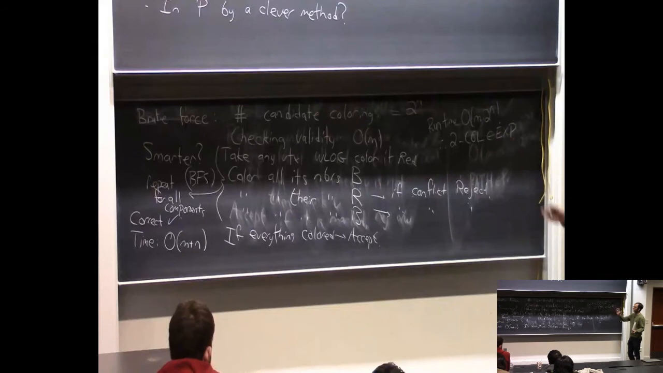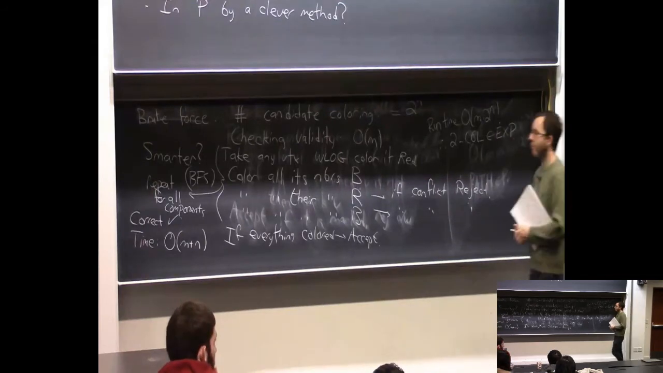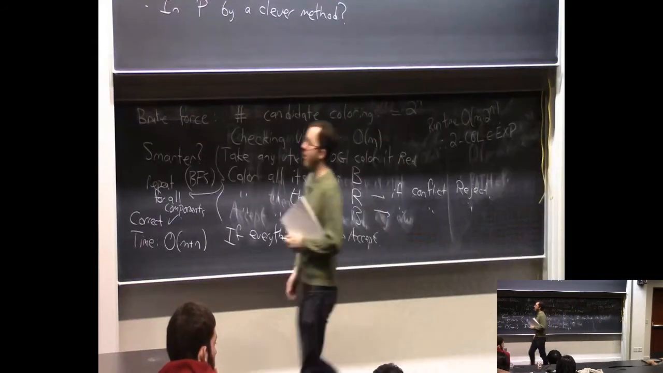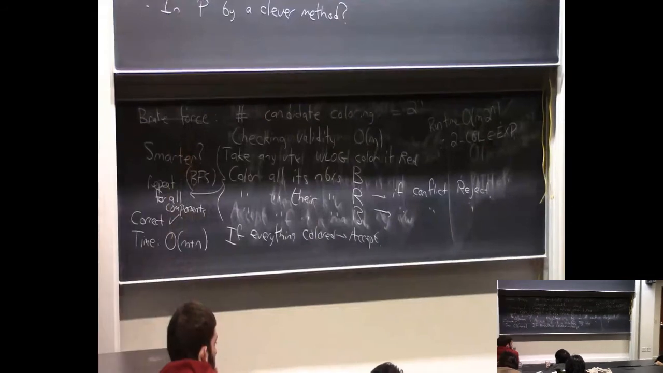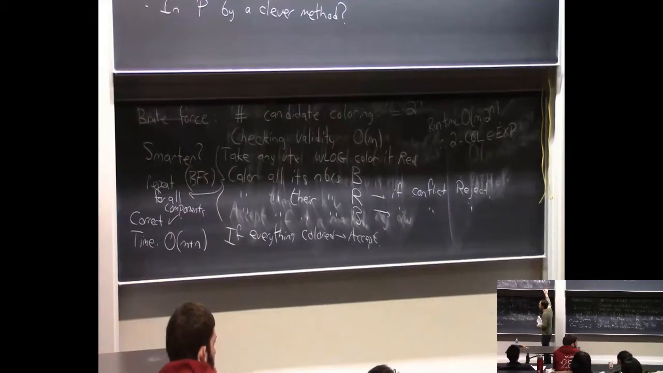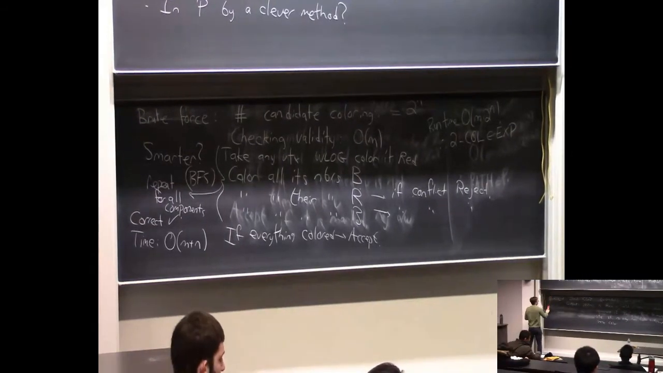Great. So 2 coloring is another problem that's in P. We're on a roll. Everything is in P so far. That's great. Any questions? All right, so let's step it up to the next level. Let's do 3 coloring.